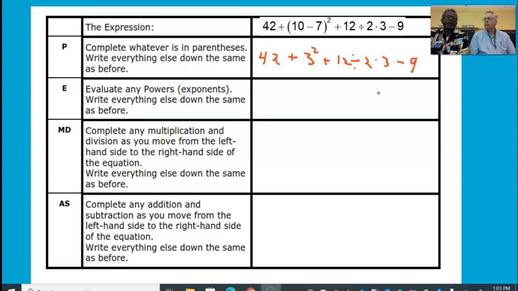Next up, we have the E for exponents. We're going to evaluate any powers of exponents and write everything else down the same as before. So we have one of those. 3 squared is 9. We have plus 12 divided by 2 times 3 minus 9.